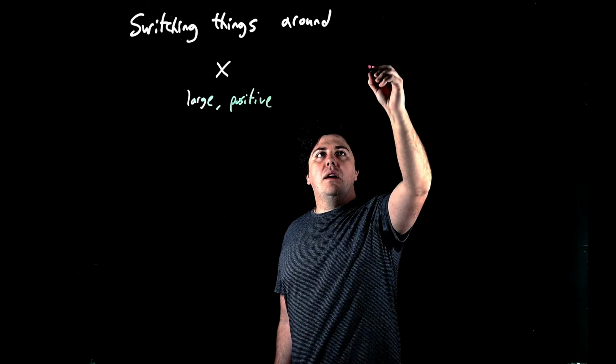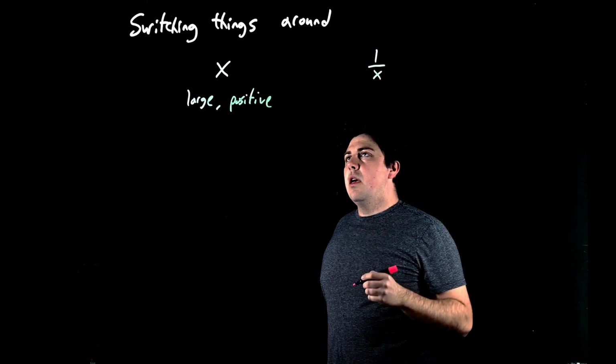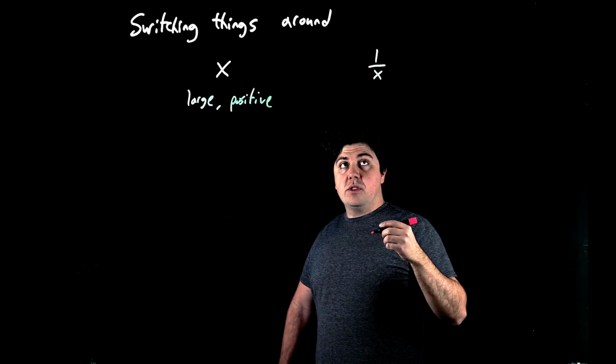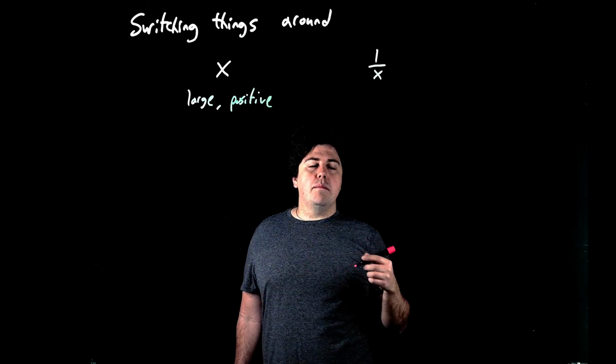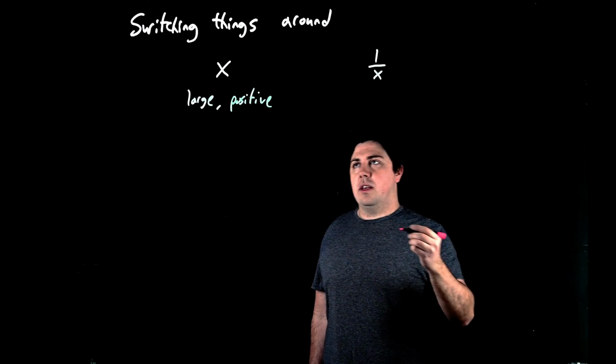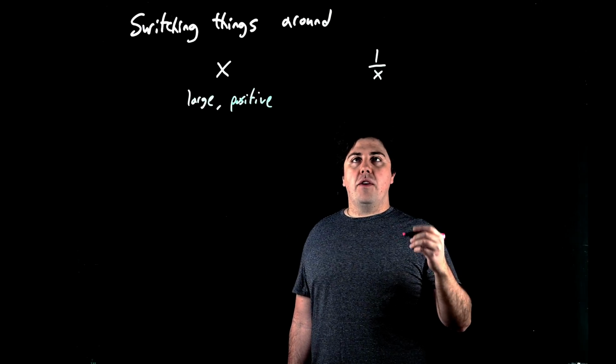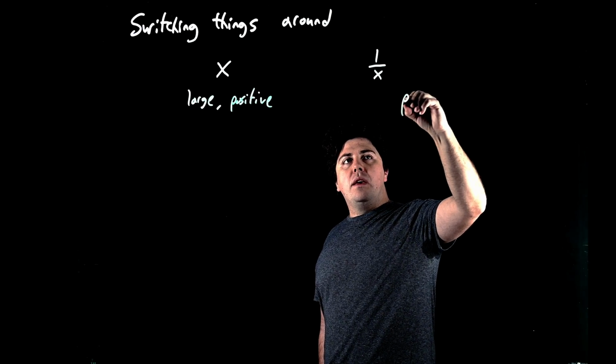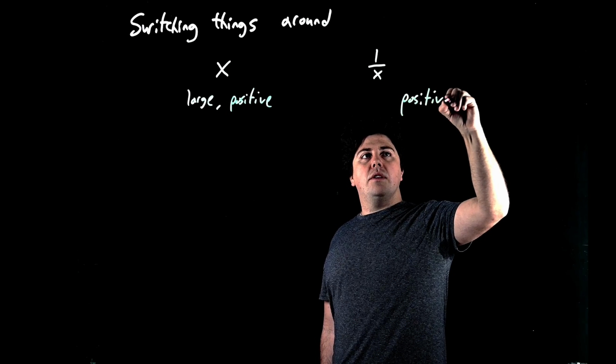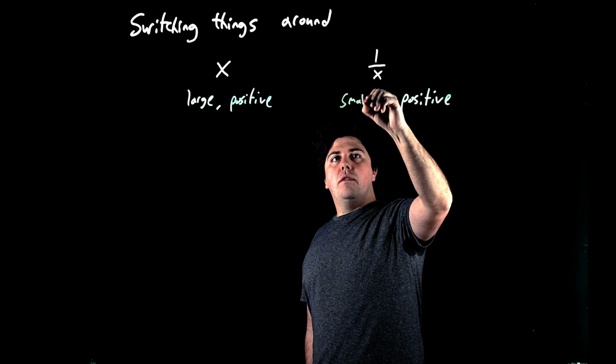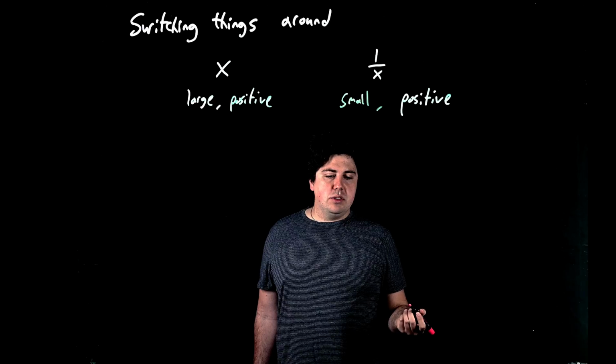Well, what does that mean about 1 over x? If x is positive, of course, so is 1 over x, but if x is a big number, think 1,000, 1,000,000, 1,000,000,000, 1 over x is going to be very small. So it's still going to be positive, but it's going to be very small. That is to say, very close to 0.